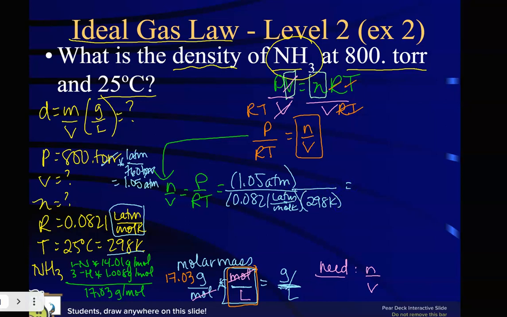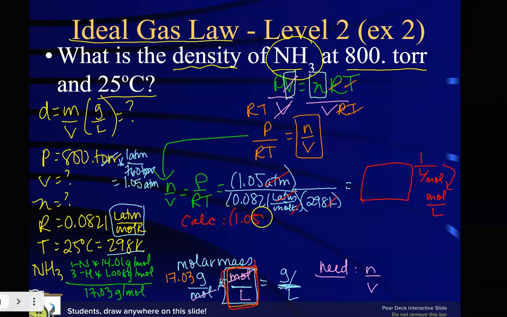So you're like, how are all these units canceling out? I promise you they do. Atmospheres and atmospheres cancel out. Kelvin and Kelvin cancel out. So I'm left with 1 over liters over moles. So I need the inverse of liters over moles, which turns into moles over liters. Hey, that's what I want right here. Okay, so put this in the calculator.